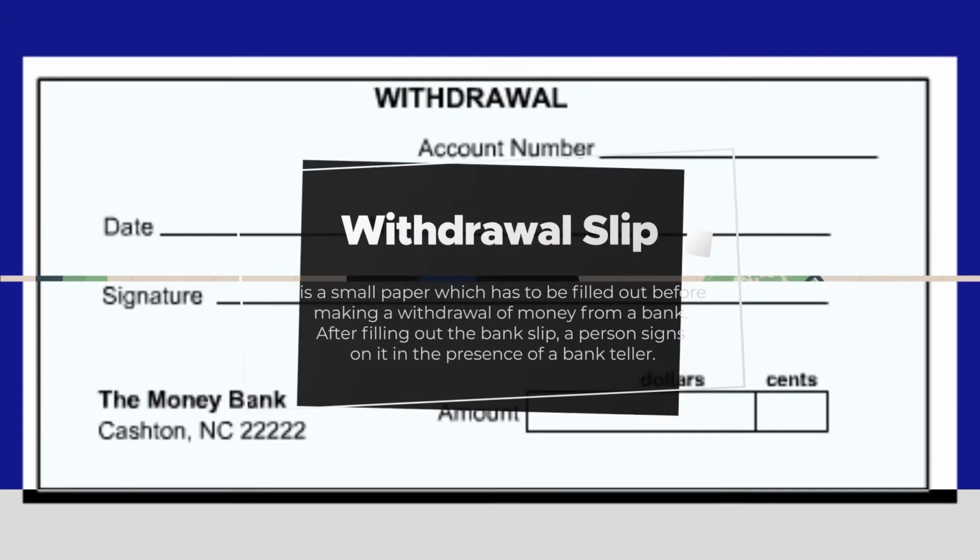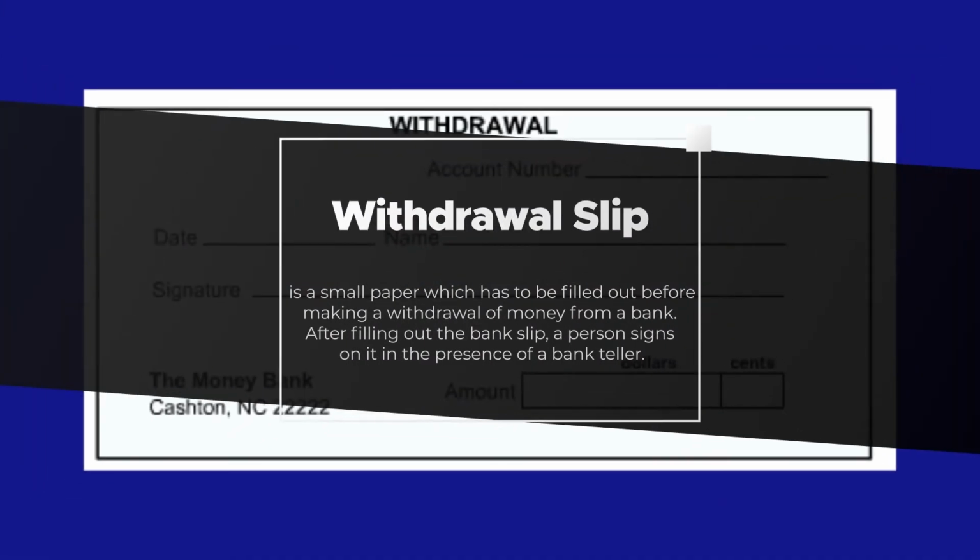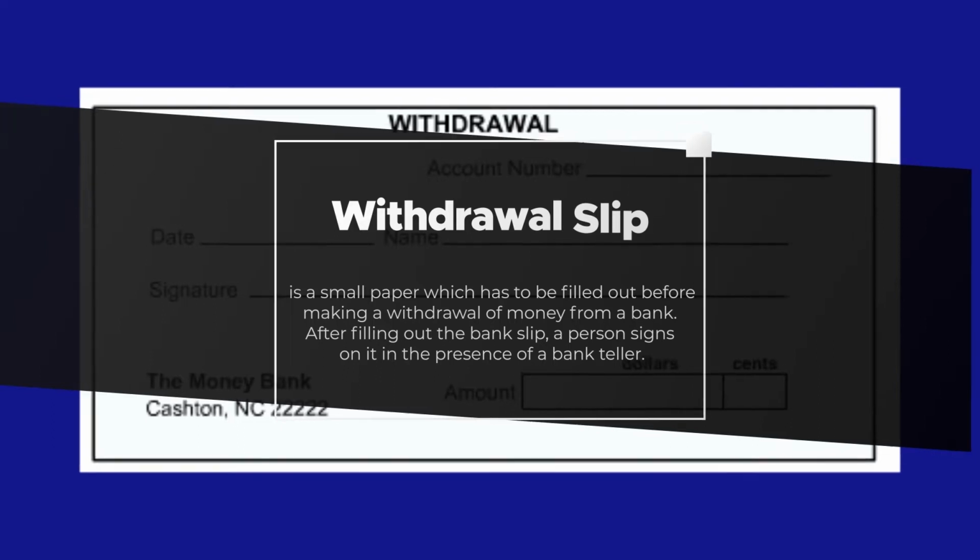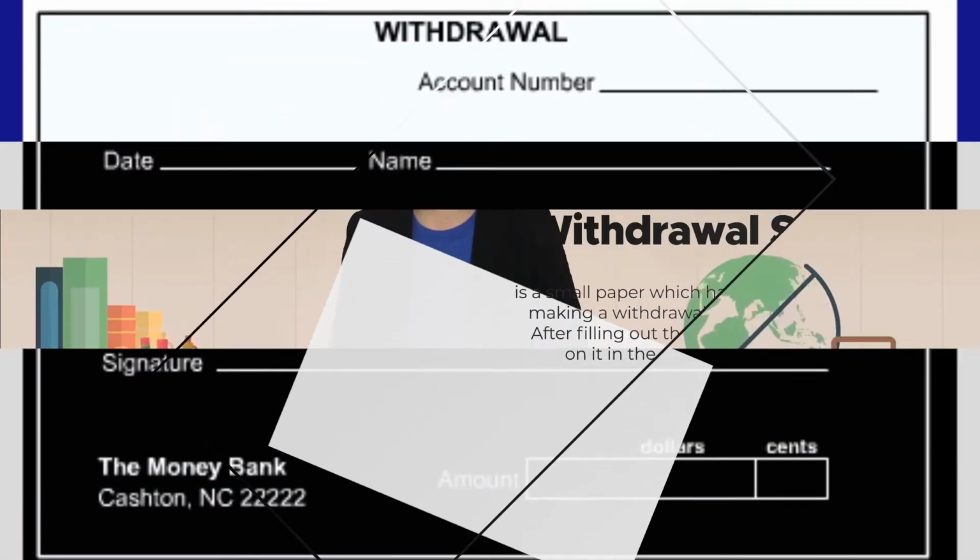On the other hand, a withdrawal slip is a small paper which has to be filled out before making a withdrawal of money from a bank. After filling out the bank slip, a person signs on it in the presence of a bank teller. A bank teller is an employee of the bank whose job is to help bank customers with their banking needs, such as depositing checks or cash or making a withdrawal.